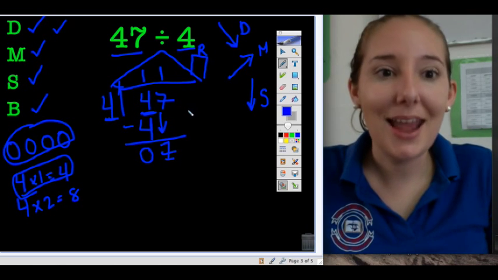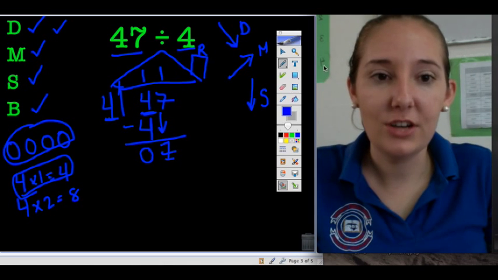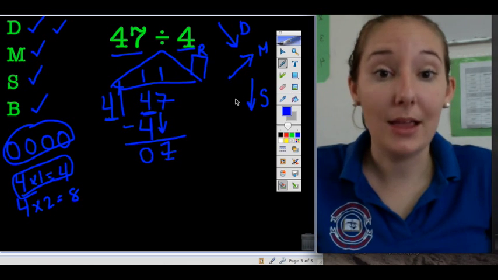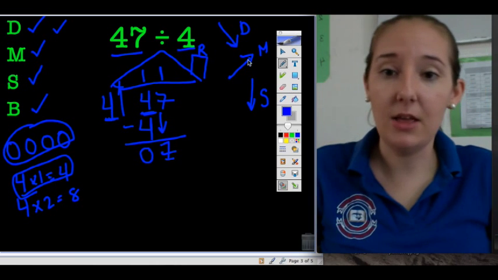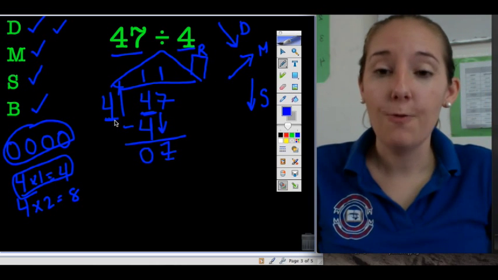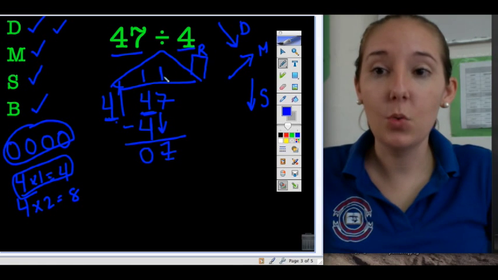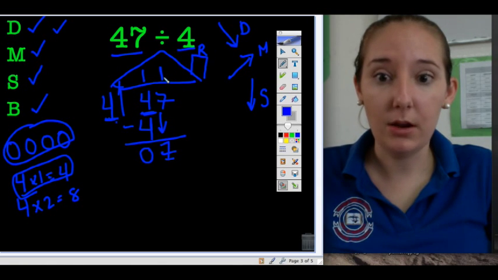What is our next step? We're gonna multiply, and remember, we multiply going up on an angle. So we're gonna multiply 4 times the 1 we just wrote up here.